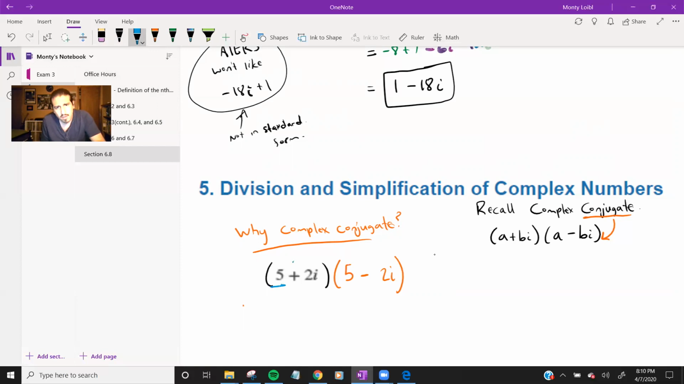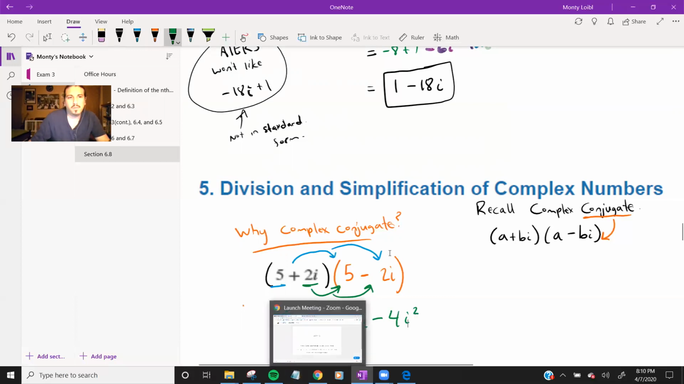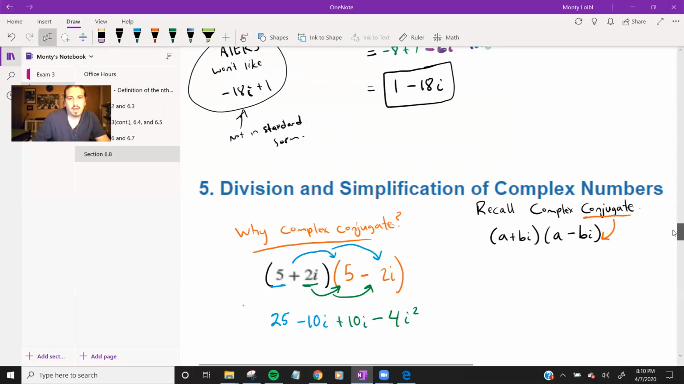So take 5, we're going to distribute our positive 5. So we're going to have 25, 5 times 5, and negative 10i. All right, multiply 5 to negative 2i. Now here, we've got a positive 2i. We'll distribute that. So it's going to be a positive 10i times a negative 4i squared.